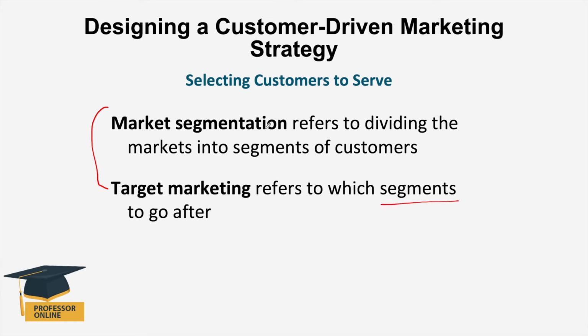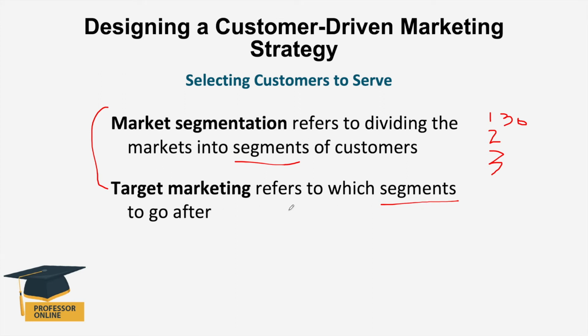What are the segments? Market segmentation refers to dividing the markets into segments of customers. Now, what exactly does this mean? It means, for example, you've got a market. In that market, you have different ways to segment that market. For example, you segment the market based on age. We need to focus on consumers who are between the ages of 30 to 35. They have to be married, they have to have at least one kid, and our product is going to be focused on that particular segment of the population. Now, target marketing refers to which segments to go after.